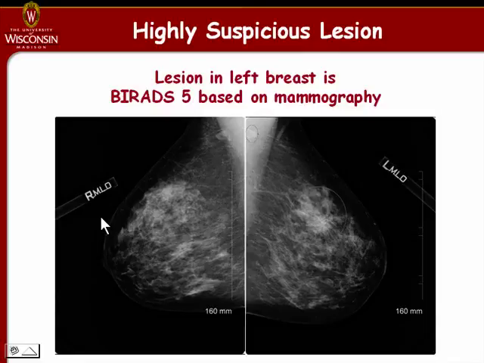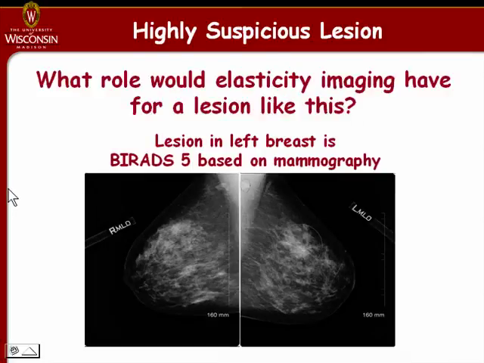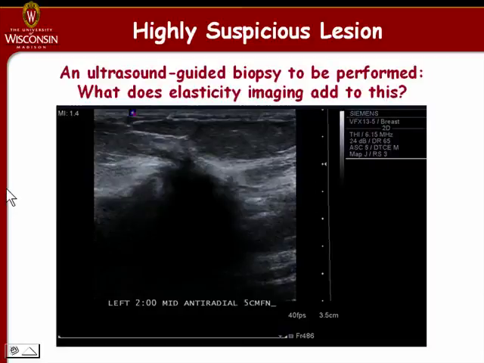Another high risk lesion, or a lesion that based on mammography is seen to be highly likely to be cancer, BI-RADS 5 based on mammography. And the question was, how might elasticity imaging help here? Well, that patient was sent to ultrasound for an ultrasound guided biopsy, and the obvious question that comes up is, where's the back of that lesion? How large is that lesion? Where can I safely biopsy?